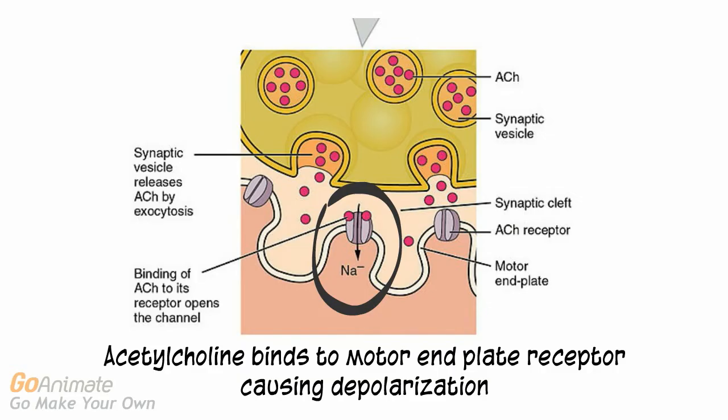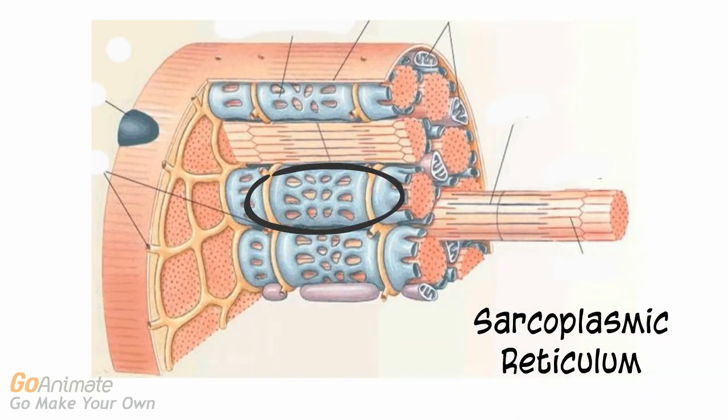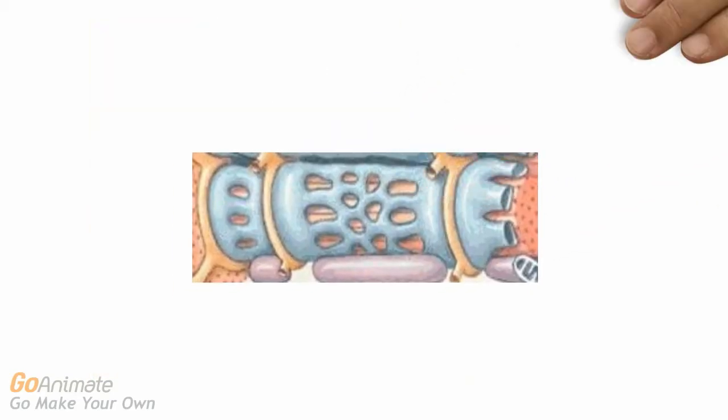It then binds to receptors. This causes sodium channels to open. Sodium flows into the motor end plate and it depolarizes. Before we go any further, we need to introduce another important structure. This is a network of membranous channels that wraps around the muscle fibers called the sarcoplasmic reticulum.